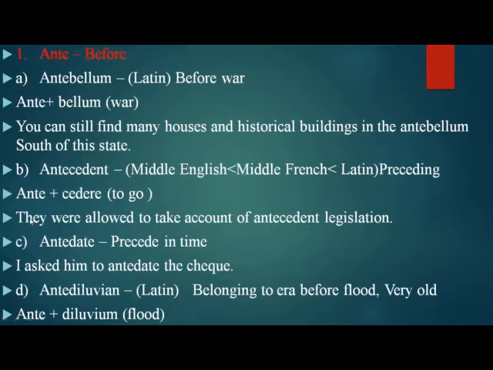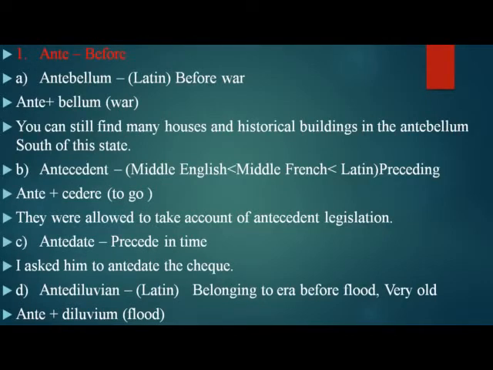So the sentence is, they were allowed to take account of antecedent legislation. That means preceding legislation, the law which was before this, existed before, or the law which was already there. So that is how they were allowed to take account of antecedent legislation. So we are using antecedent as an adjective here, similarly antebellum as well.